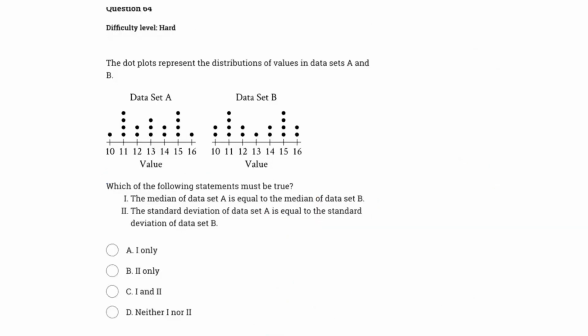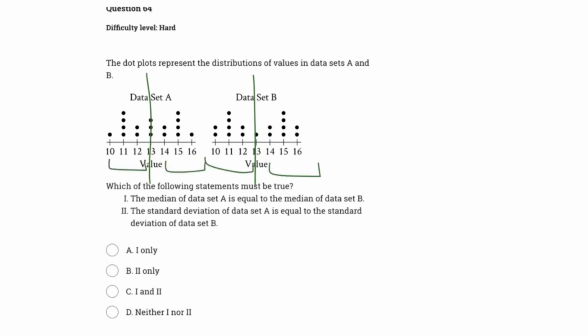Dot plots represent the distributions of values in datasets A and B. Which of the following statements must be true? So clause 1 says the median of dataset A is equal to the median of dataset B. And that's true because both distributions here you can see are symmetrical. If I were to draw a line down the middle, you have an equal number of points on both sides, right?